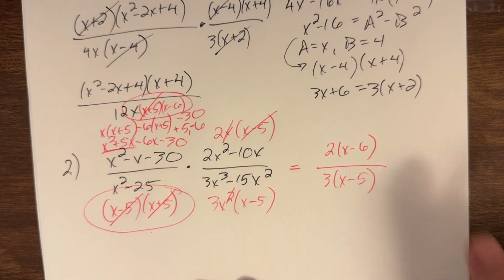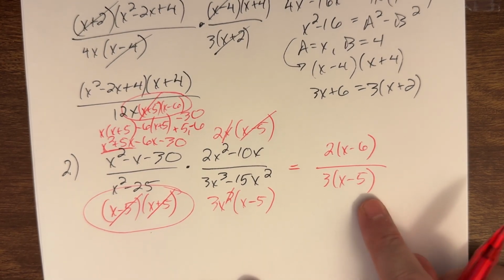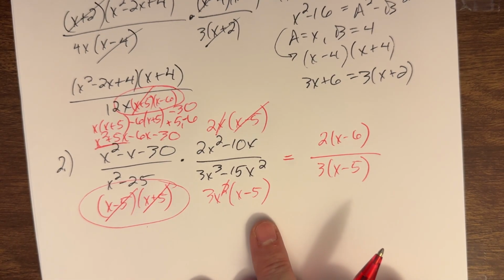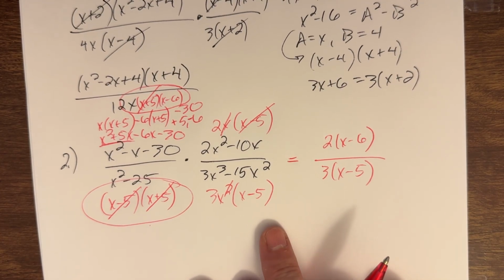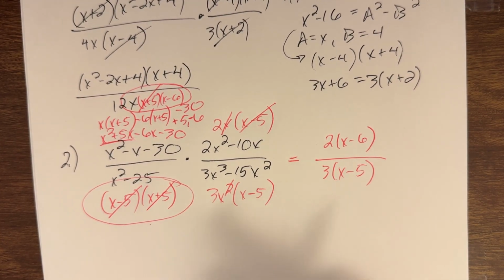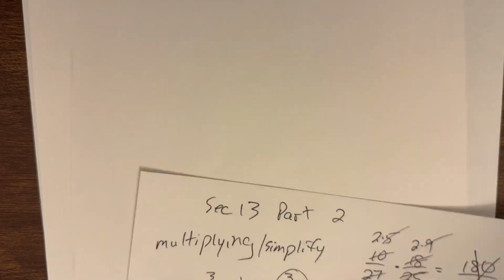But the one thing a lot of students certainly notice, if you're doing your work and you don't see anything cancel, something's got to jump out. Either you factored wrong or you're missing something that factors. These types of problems in our class, you should definitely expect at least something will cancel. All right, so that's multiplication. Now we'll move to division.